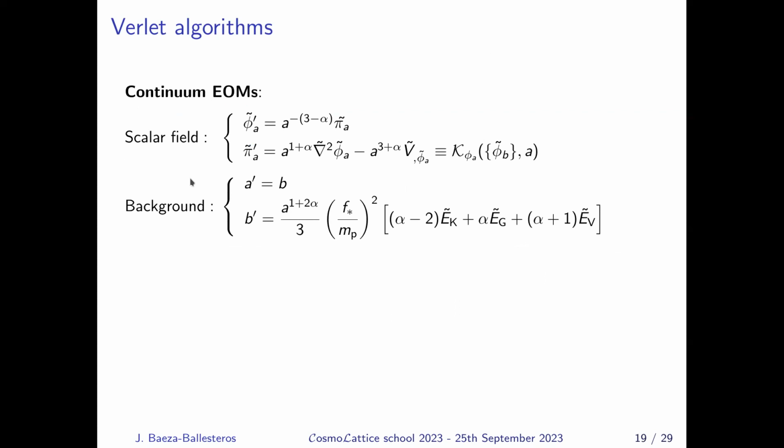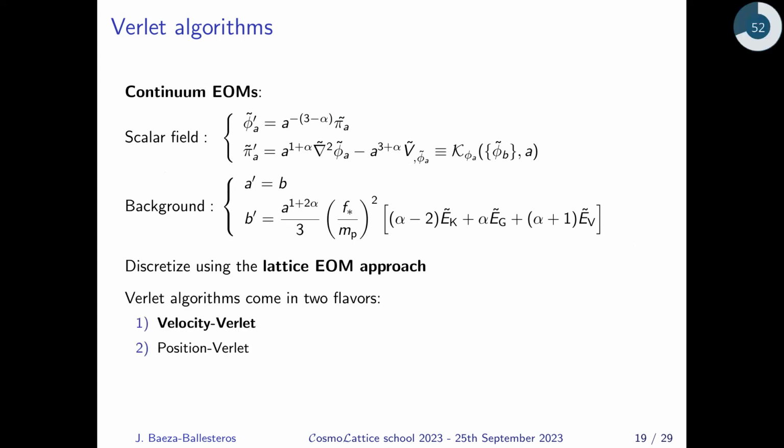So in the same way in which we write the scalar field as this system of equations, we also saw that the equations for the scale factor can be rewritten in this same way. Note that, contrary to what we did before, we are still in the continuum, and so we don't have to worry about whether things live at integer or semi-integer times. We are in the continuum. So we have the equations we want to solve, and we are now going to discretize them using this approach in which we directly discretize the equation of motion.